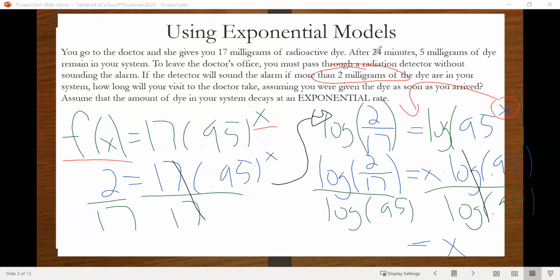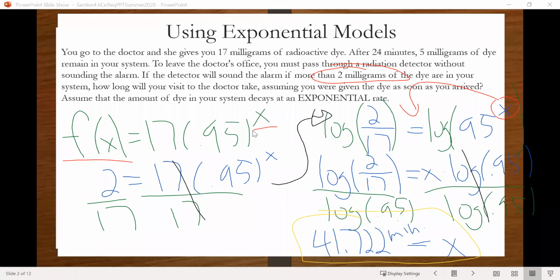And when I do, I end up with 41.722. In this case, our units are minutes. Okay, so it looks like our appointment will last about 41.722 minutes before we can safely leave. All right. As always, if you miss anything, please make sure you go back in the video and rewatch it.